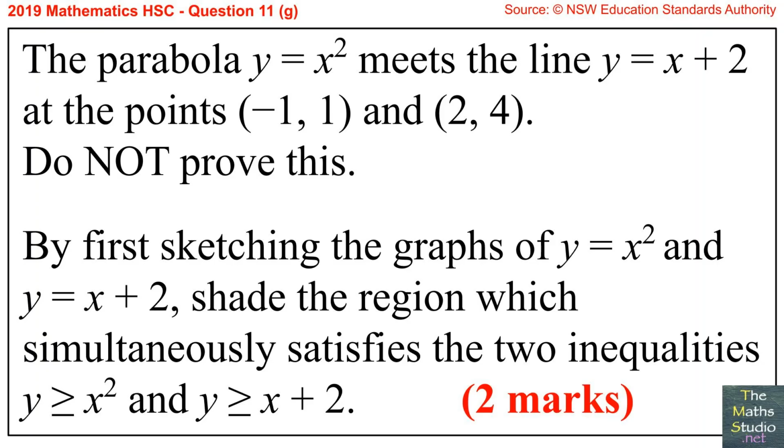Question 11, Part G. The parabola y equals x squared meets the line y equals x plus 2 at the points -1, 1 and 2, 4. Do not prove this. By first sketching the graphs of y equals x squared and y equals x plus 2, shade the region which simultaneously satisfies the two inequalities, y is greater than or equal to x squared and y is greater than or equal to x plus 2.